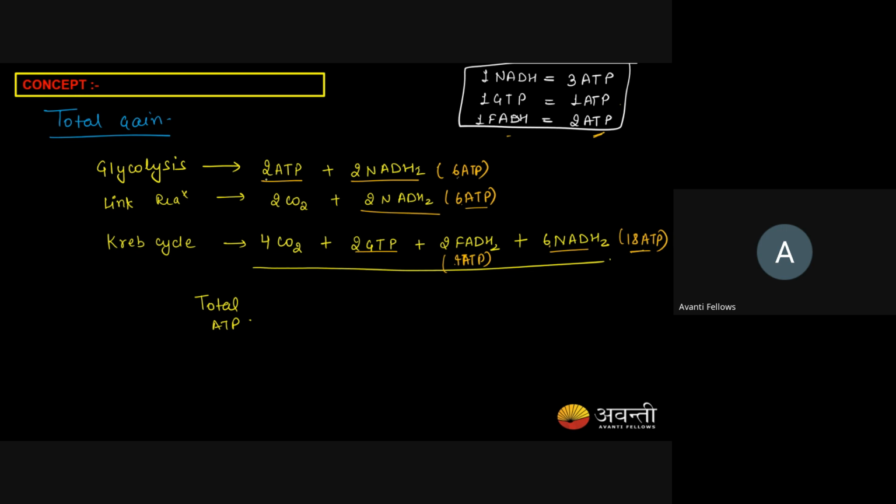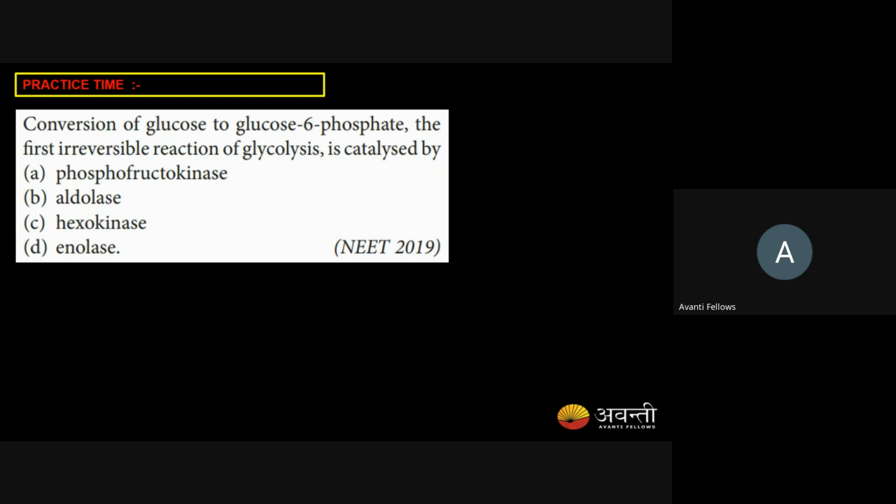Let's count it. 6 plus 2, 8. 8 plus 6, 14. 14 plus 2, 16. 16 plus 4, 20. And 20 plus 18. You just need to add all of them, beta. Very good, very good. Chalo, let's solve some questions.